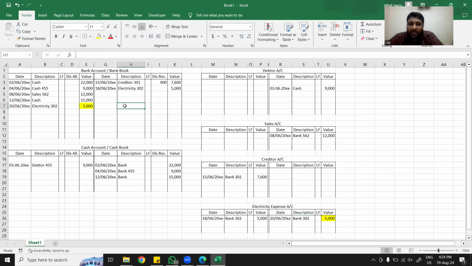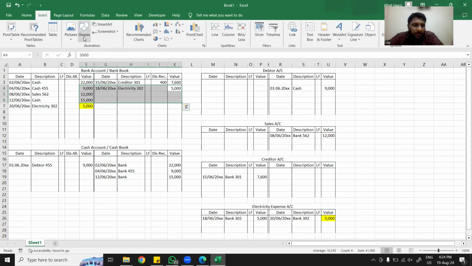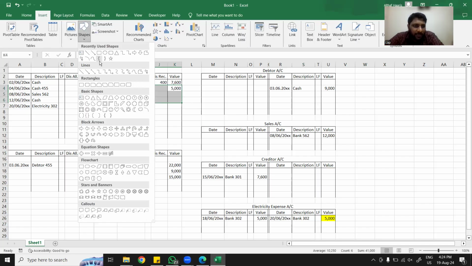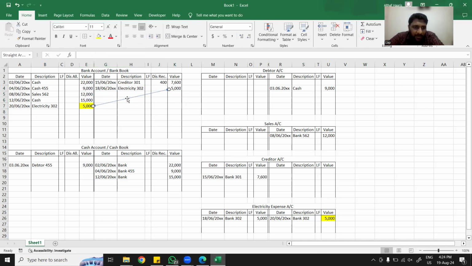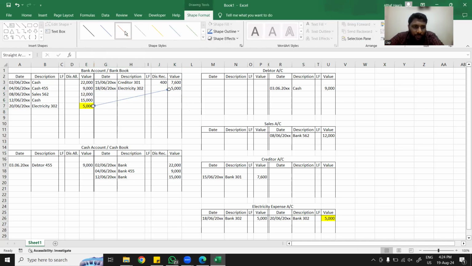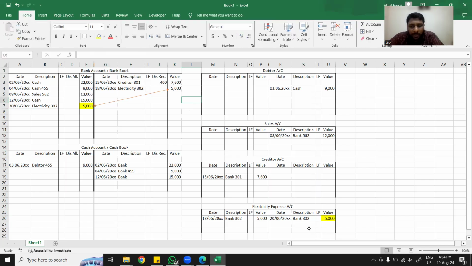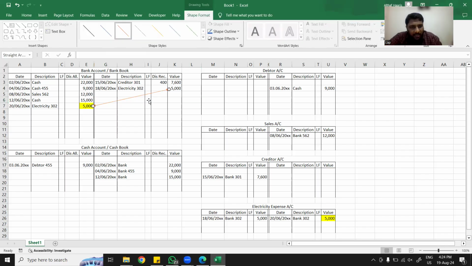when a check is getting returned, it's okay to reverse this entry. Reversing this entry is fine. But people, reversing this entry is completely wrong. Reversing the electricity expense entry is completely wrong. Why I am telling it is completely wrong?